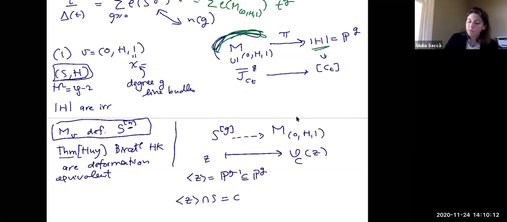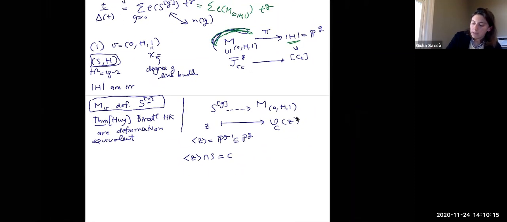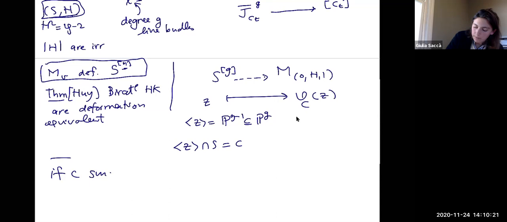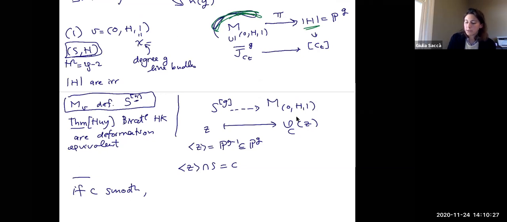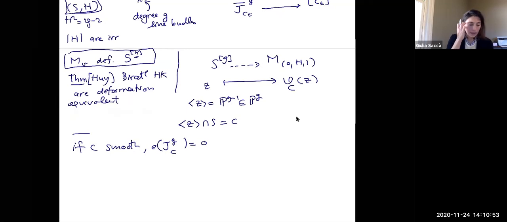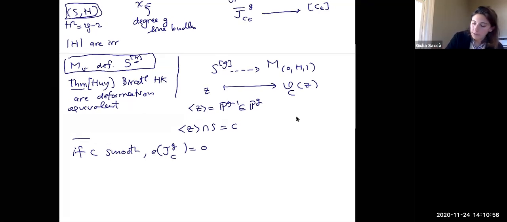Okay, so of course, if C is smooth, then the fiber of this Beauville-Mukai integrable system is just the degree g Jacobian of this curve, an abelian variety. And so the Euler characteristic is zero. And so by the cut-and-paste property of the Euler characteristic and that statement about the fibration, I only have to worry about the singular fibers. But in fact, something more is true. So this was the first step.